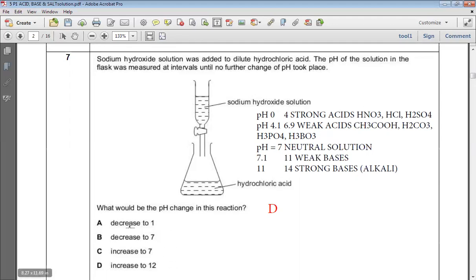So we have four options: decrease to 1, not possible; decrease to 7, no; increase to 7, okay, but which type of increase? Above 12. So increase to 12, because all strong bases have pH values above 11 till 14. So option D is correct for question number 7.